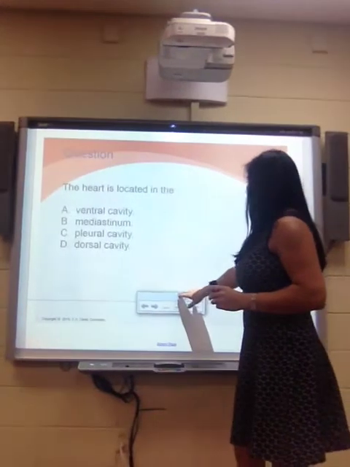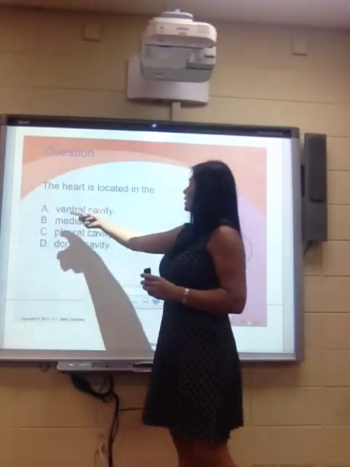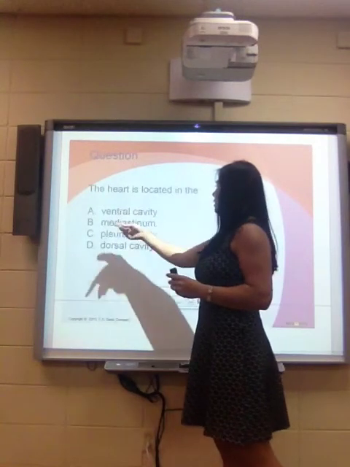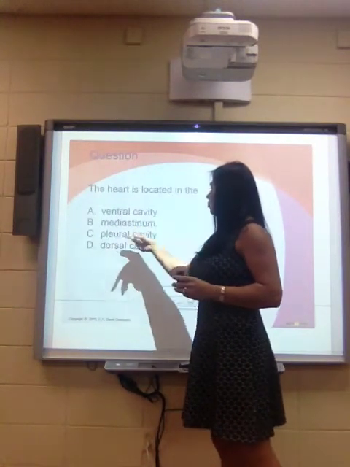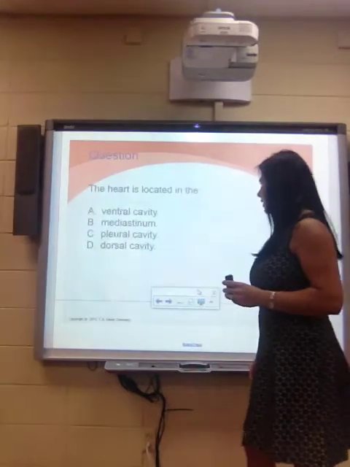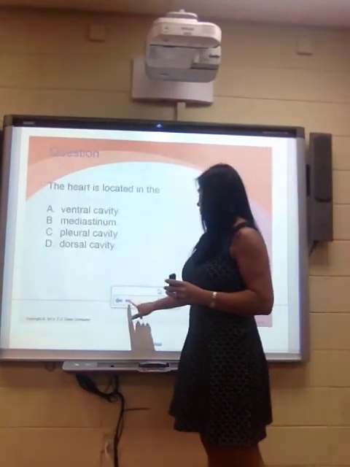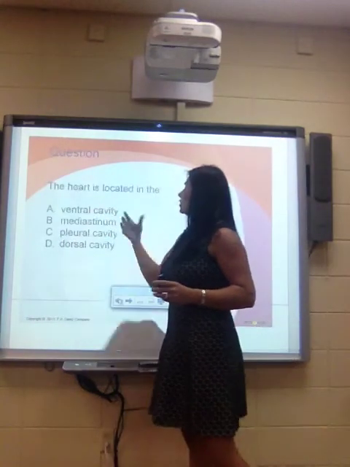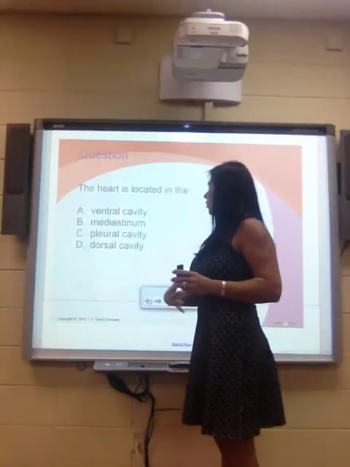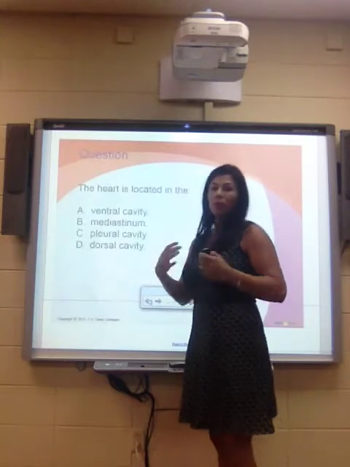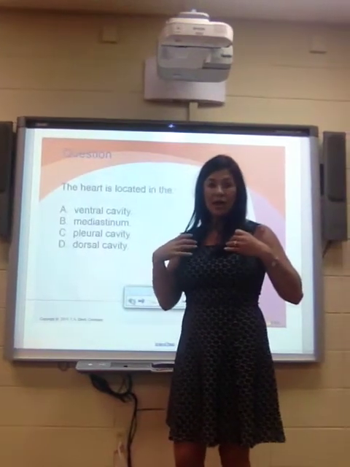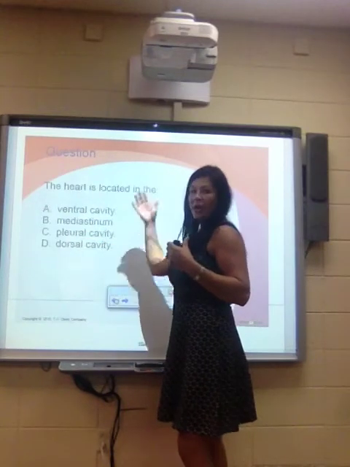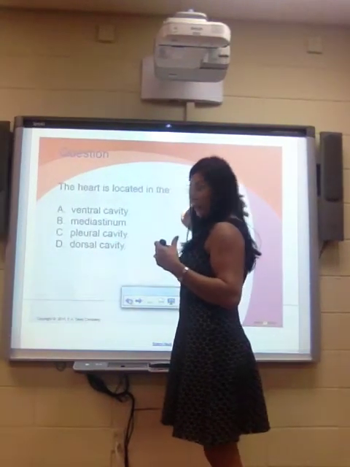So the heart is located where? It is in the ventral cavity, but to be more specific, is it the mediastinum, the pleural cavity, or the dorsal cavity? If you said B, the mediastinum, you're correct. So ventral cavity, front side, is where we have the mediastinum, with pleural cavities on the sides of the heart containing the lungs. And the dorsal cavity would be the backside. Remember, brain and spinal cord.